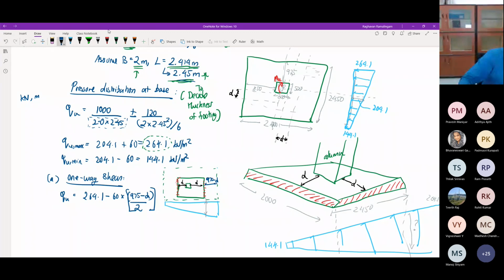I don't suppose 2 should be there. And 975 minus D. I think the 2 should not be there. Okay, I think it's a mistake. Divided by, so this breadth is 1225, 2450 divided by 2. Okay, so that is 1225.